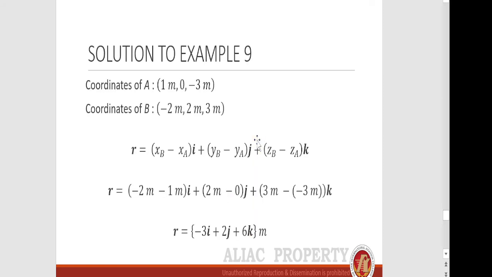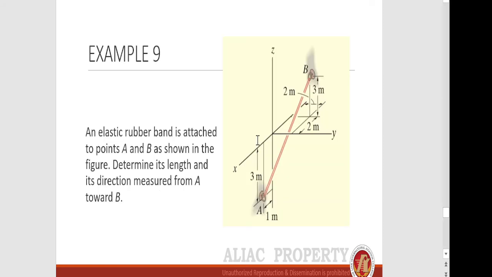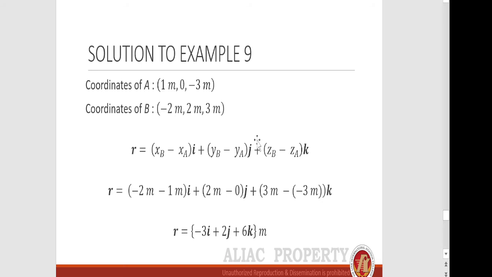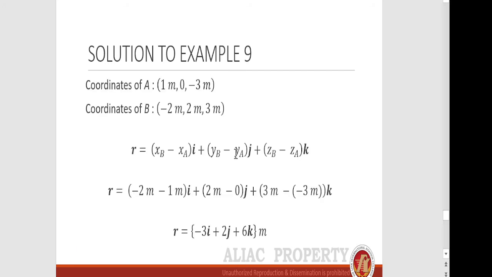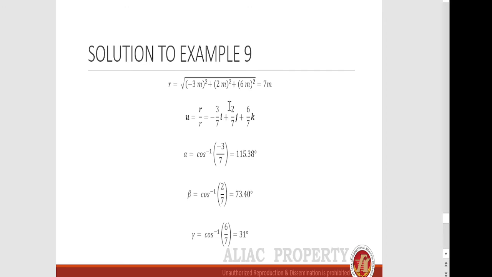So we are not yet done because the question is asking to determine the length and directions. We just got the components. So by using those components, minus 3, 2 and 6, substitute in our formula. R should be equal to the root of minus 3 squared plus 2 squared plus 6 squared. That should be equal to 7 meters. So that is our length.